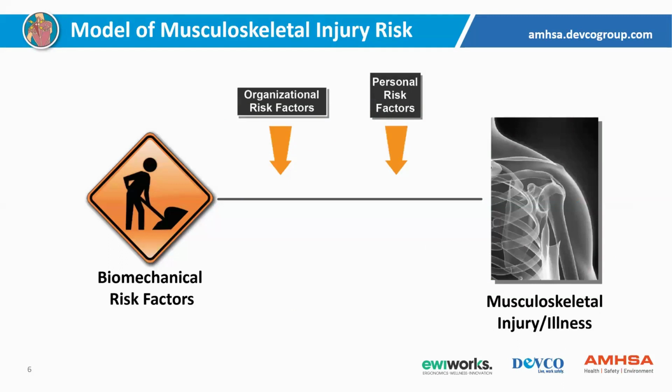In terms of risk factors for developing injuries, we have our biomechanical risk factors, which we'll talk about in more detail in a minute. We have organizational risk factors, so how our work is designed. And then we have personal risk factors. You know, what kind of physical condition are we in? What's our age? Have we had a previous injury? Things like that. And all of these things factor into our risk for musculoskeletal injury or illness.